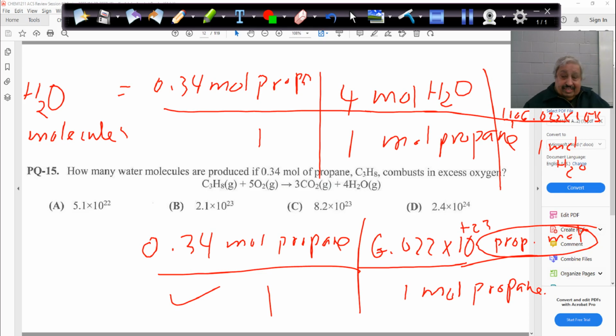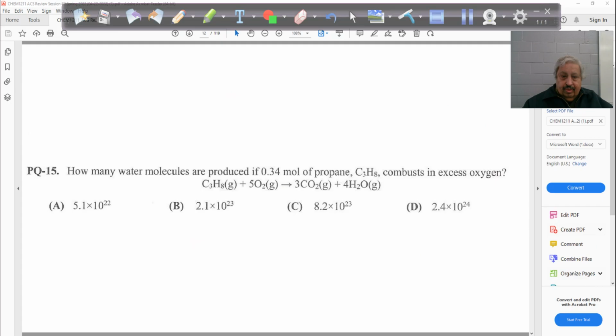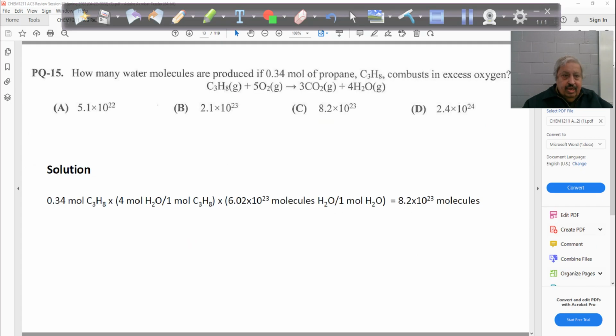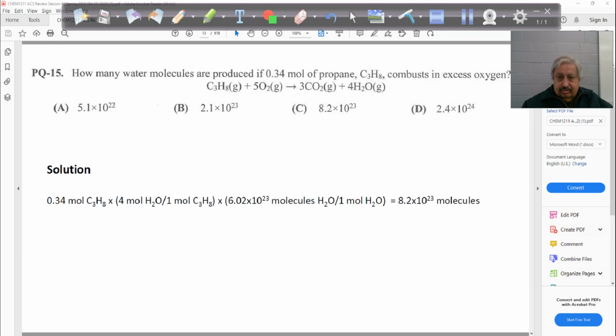Ours is correct if they ask for propane. But if they ask for H2O, then you have to get rid of the propane first, get the H2O, and then you multiply by Avogadro's number. Yeah, their approach is correct. So, let's take this one out. How many H2O molecules? That's the answer here. The answer is 8.2. Yeah.